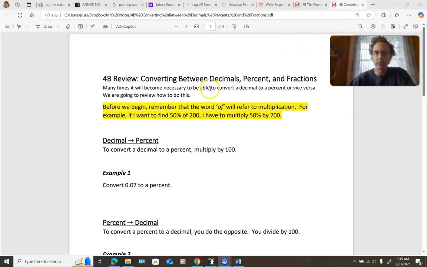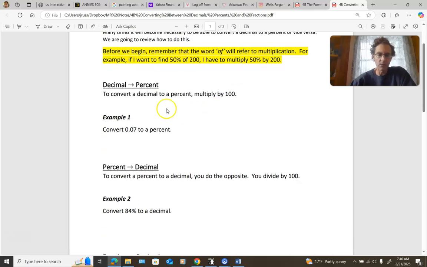All right, guys, we're going to just do a little review on converting between decimals, percents, and fractions, because you're really going to need to be able to do this in both 4A and 4B. But anyway, remember the word "of" refers to multiplication. So if you want to find 50% of 200, you have to multiply 50% by 200. Of course, you've got to convert that percentage to a decimal, and that's what we're going to look at now.